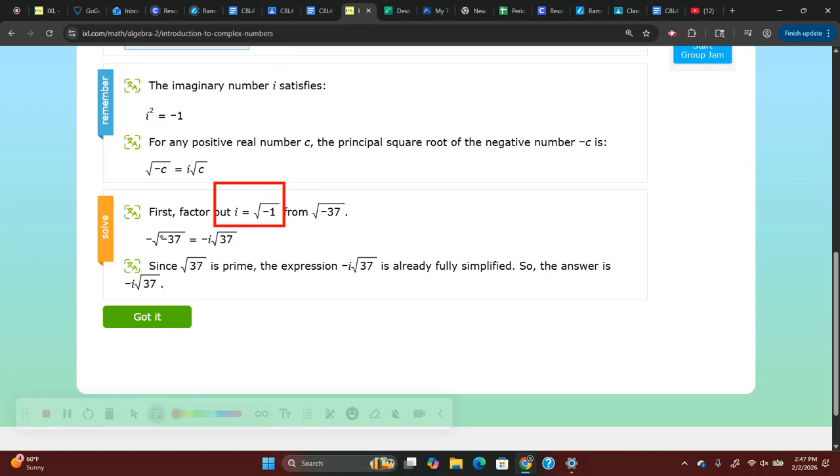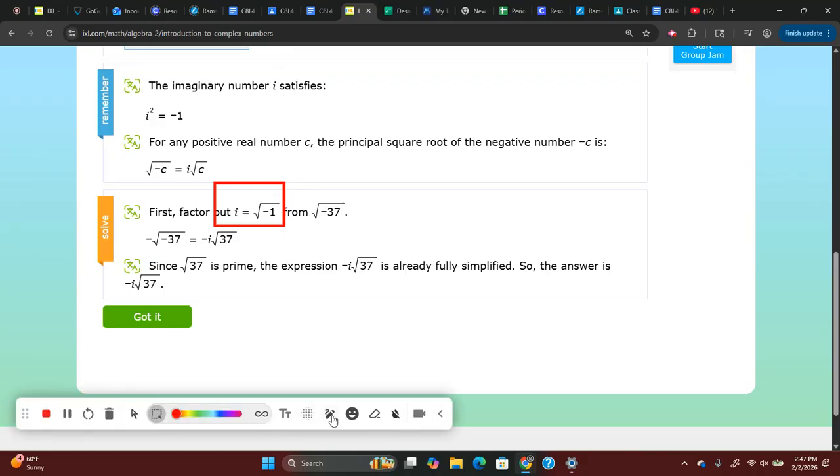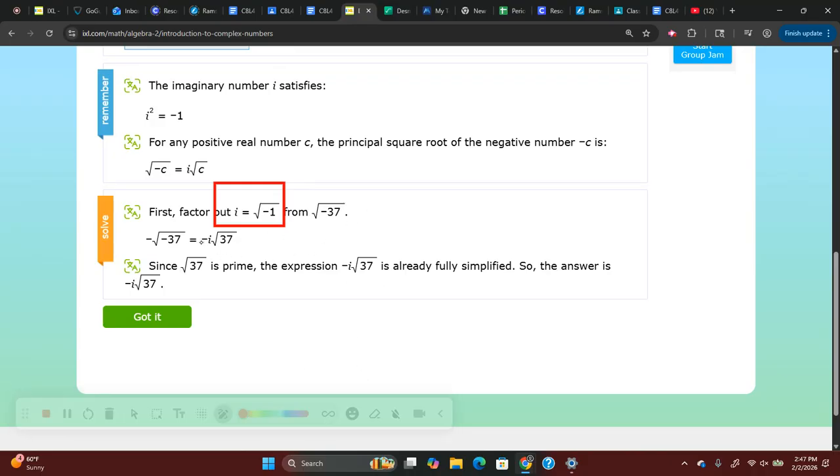Negative square root of -37. They didn't write it out, but let me clear it out for you. Negative sign and then the square root of -37. If you break it down, it's 37 times -1. So let's break it down one more time: the square root of 37 and the square root of -1.